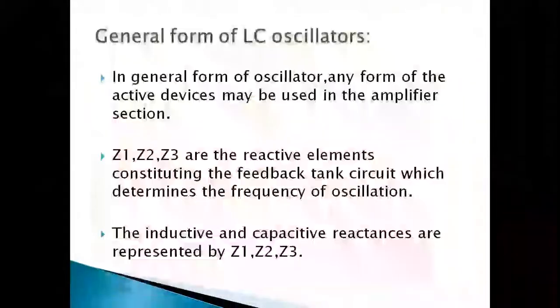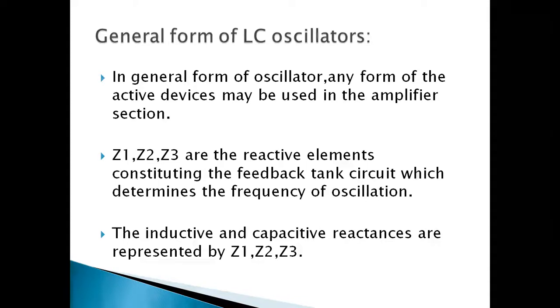So here we have the general form of the LC oscillator. In the general form of the LC oscillator, we can use any form of active device in place of the amplifier section. Normally we know an oscillator consists of two sections: one is the basic amplifier, and the other is the feedback network.